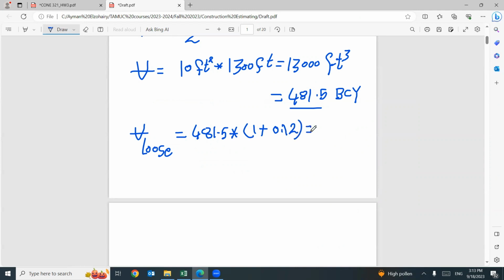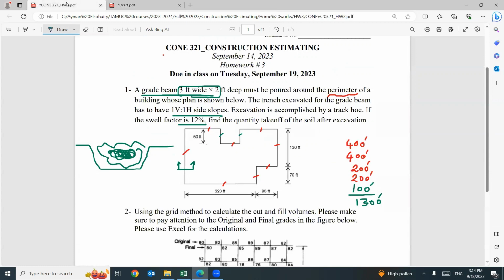So if you multiply this number by 1.12, the total volume will be 539.2. This one will be loose cubic yard. So after excavation, the volume of the soil to be trucked or to be transported from the site will be 539.2 loose cubic yard. This is for the first problem.